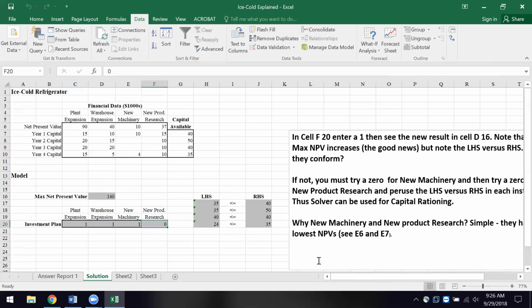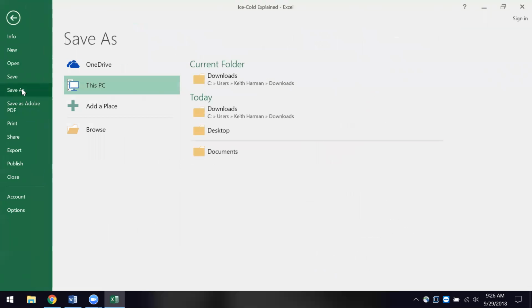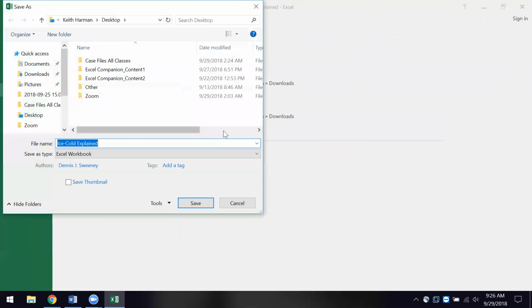Okay, and they have the lowest NPVs. The two highest NPVs are plant expansion and new machinery. I think what's happened here is because I haven't saved this file, it's not letting me edit. So here's what I'm going to do. I'm going to take this file and save it on my desktop. I think because it's a temporary file, it's not letting me play.